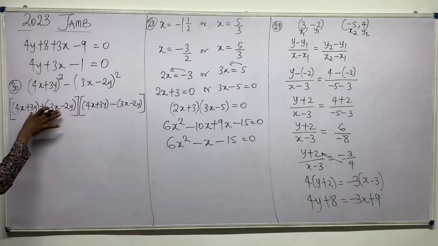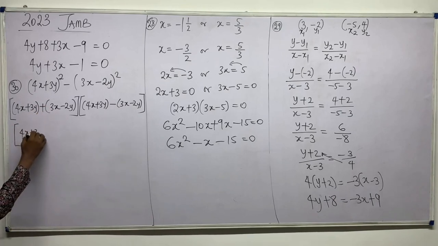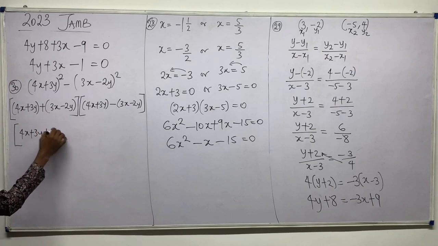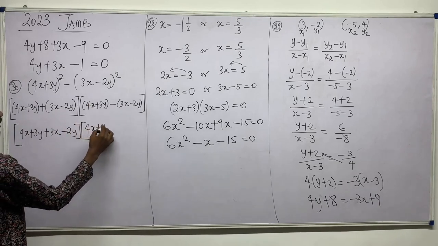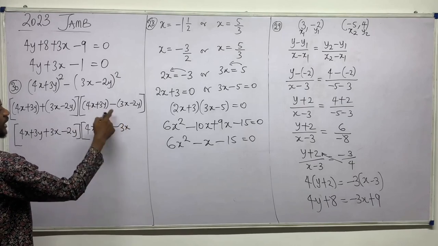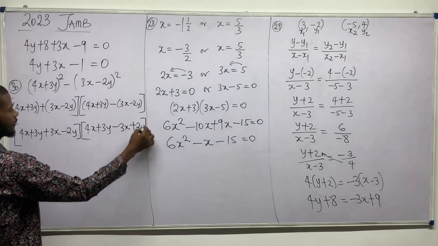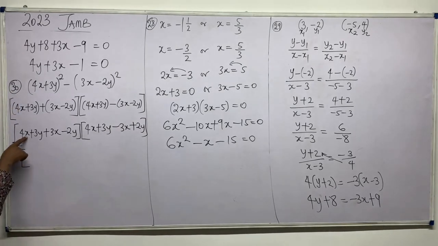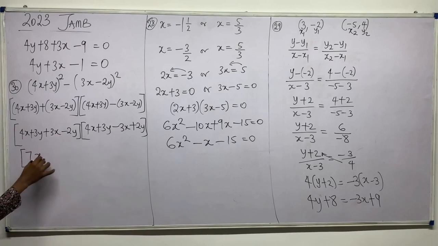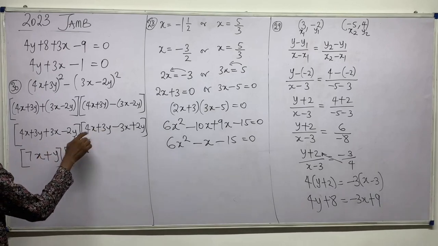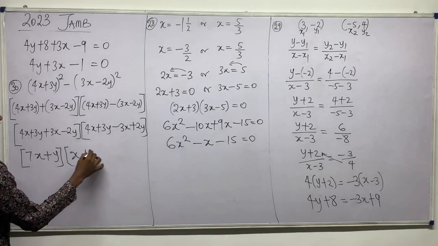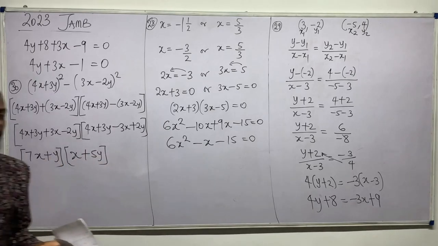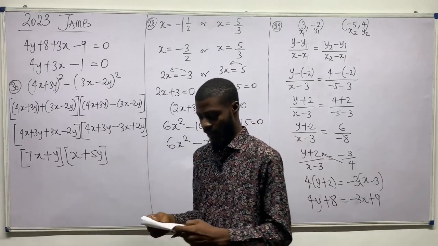Now the next thing I will do is to open this bracket inside. So this is 4x plus 3y plus times 3x is plus 3x, plus times minus 2y is minus 2y. Then what I have here, this is 4x plus 3y, minus times 3x is minus 3x, minus times minus 2y is plus 2y. Now this will become 4x plus 3x is what? 7x. 3y minus 2y is just y. Now what do I have here? 4x minus 3x will just give me x. 3y plus 2y will give me what? 5y. So this will become the final answer. So that's what we have: 7x plus y, then x plus what? 5y.